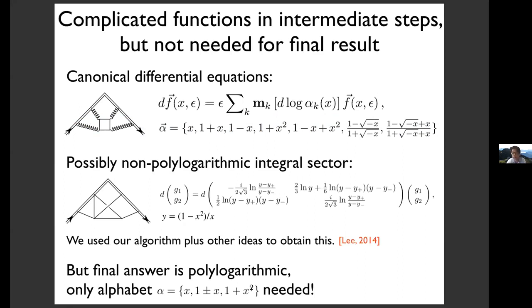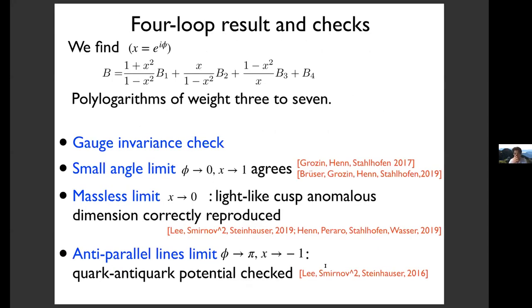And that is, of course, great news. It's actually almost as simple as the free loop answer, where we only had the first 3 of these letters. So now this 1 plus x squared is a new alphabet letter. All right. Now, so this is a long calculation. So let's see how the result looks, and let's see what we could do to make sure that it's actually the correct answer.